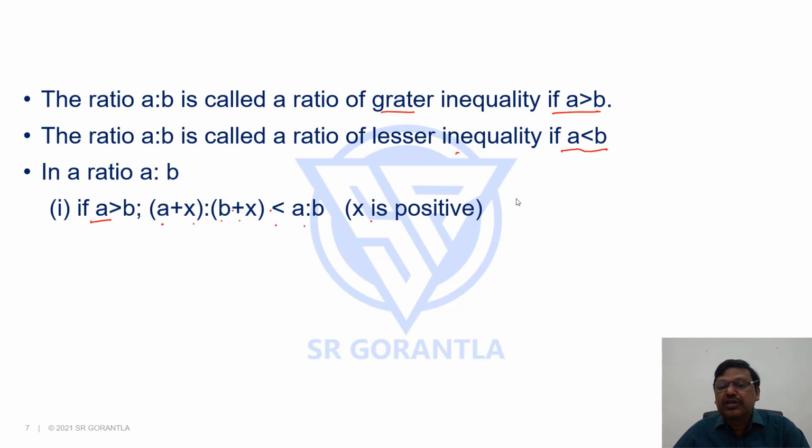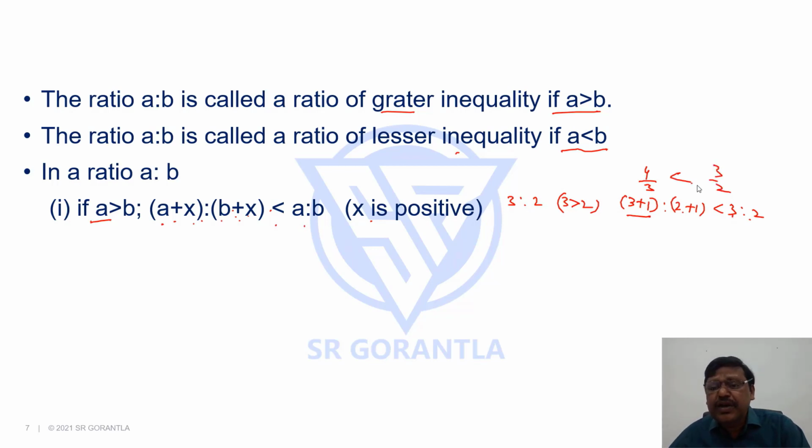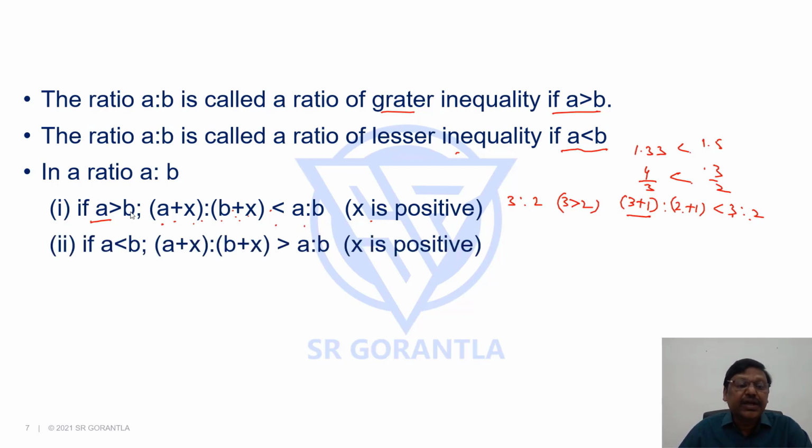In a ratio 3 is to 2, where 3 is greater than 2, 3 plus x is to 2 plus x. You can take any number. Let's say we take 1. 3 plus 1 is to 2 plus 1. This value is going to be less than 3 is to 2. Let's check. 3 plus 1 is 4. 2 plus 1 is 3. 4 is to 3 means can I write 4 by 3? 3 is to 2 is 3 by 2. Is 4 by 3 less than 3 by 2 or not? 4 by 3 if I simplify I'll get 1.33. And 3 by 2 if I simplify I'll get 1.5. It is less. Yes.